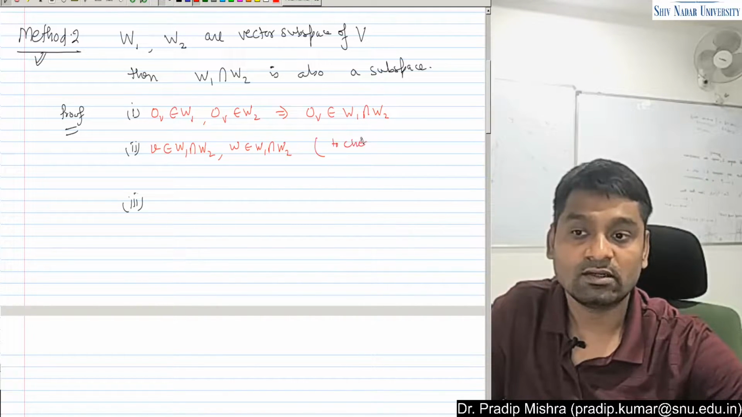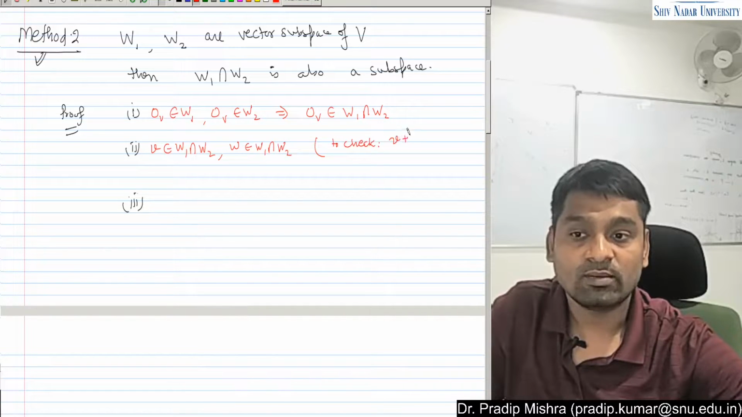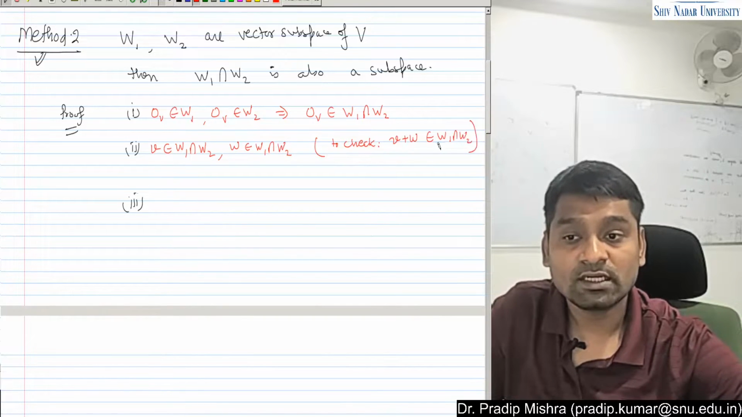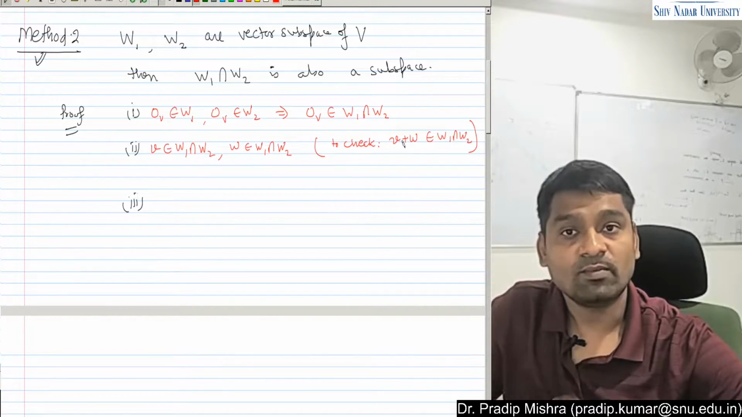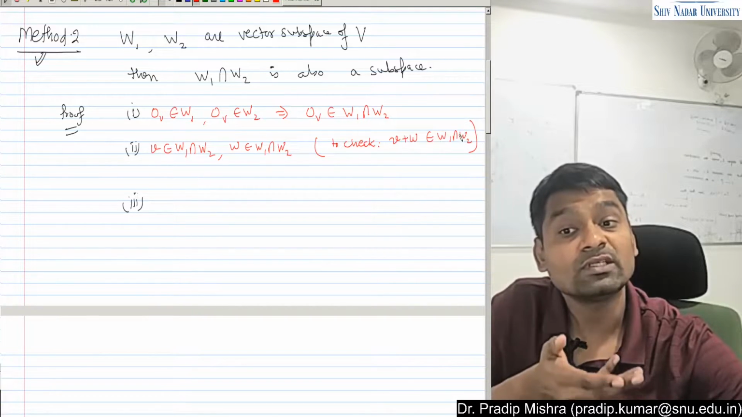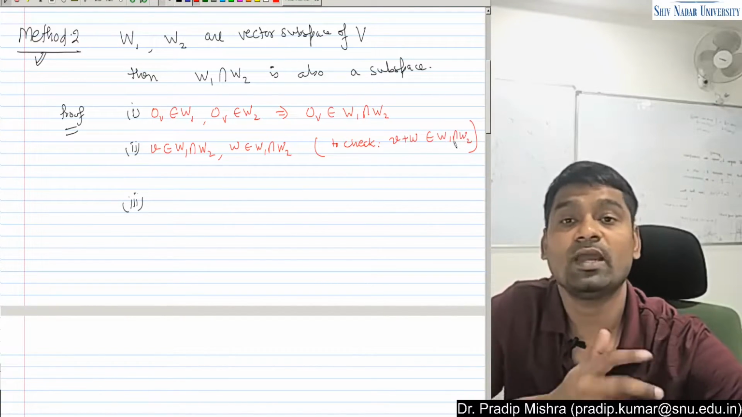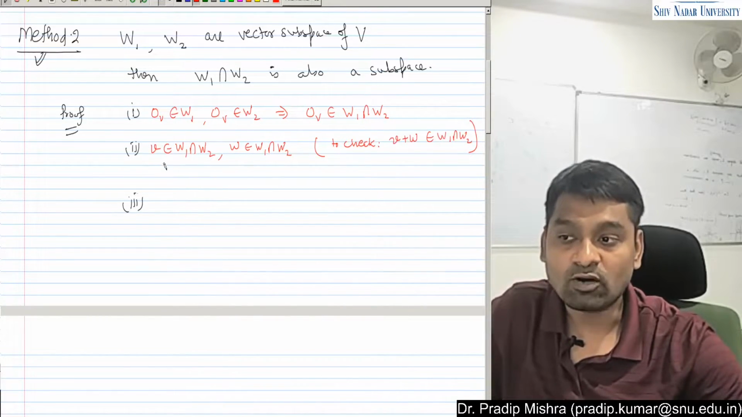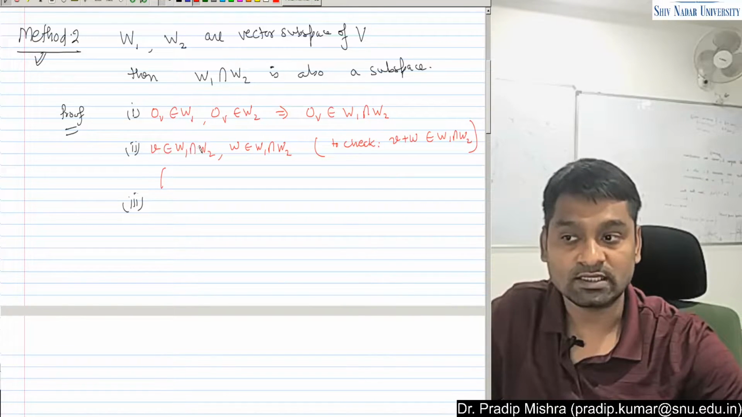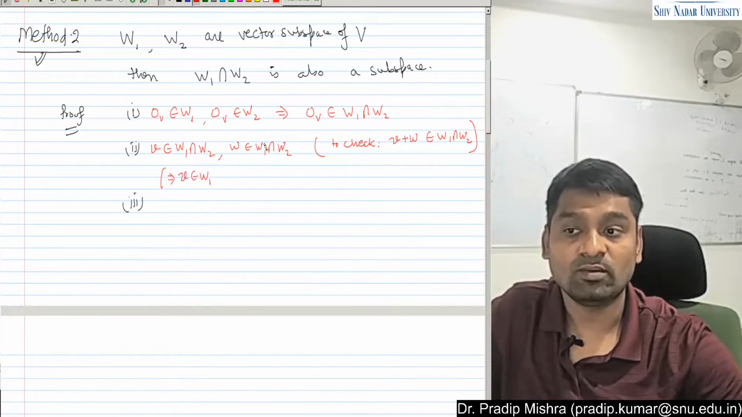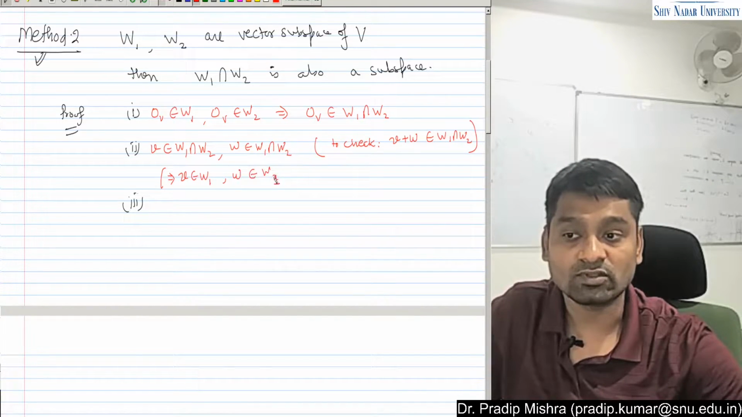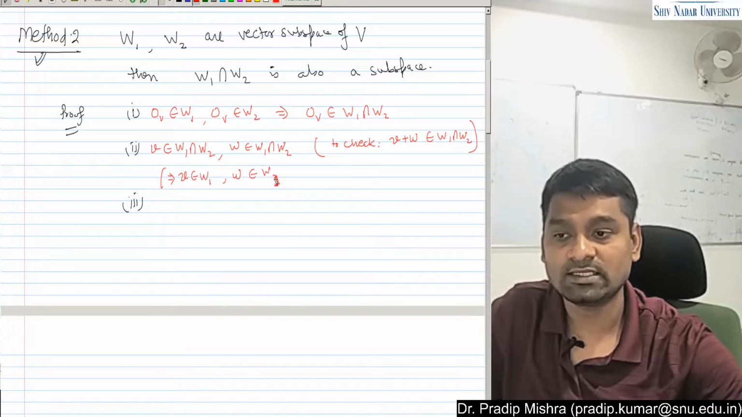So what do we mean by checking whether v + w belongs to W1 intersection W2? We have to check whether v + w belongs to W1 or not, and simultaneously whether it belongs to W2 or not. So both things we have to check. Let us check whether v + w belongs to W1. The argument will be: since v belongs to W1 intersection W2, v belongs to W1, and since w belongs to W1 intersection W2, w belongs to W1. Of course w belongs to W2 also, but let's do it with W1.